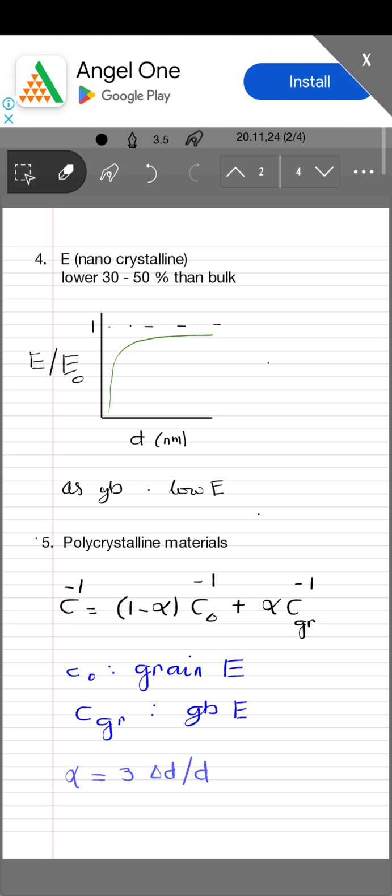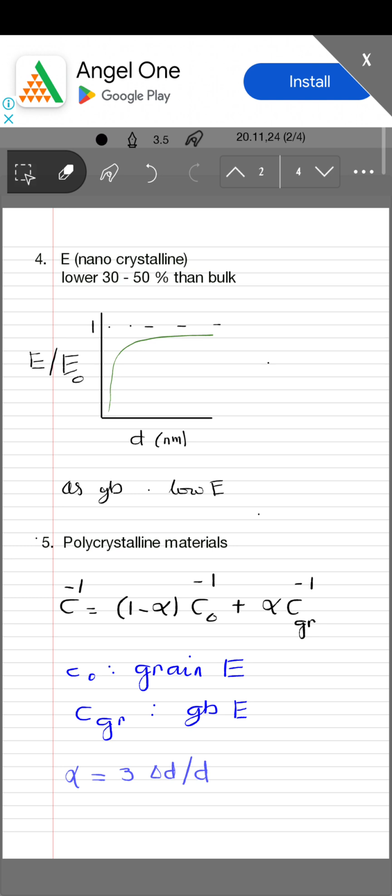As previously said, in nanocrystalline materials, the volume fraction of the grain boundary is high, and grain boundaries are supposed to have a lower elastic modulus because there is no perfect bonding between them, there is no homogeneous bonding between the atoms. So this actually causes a reduction of elastic modulus in nanocrystalline materials.